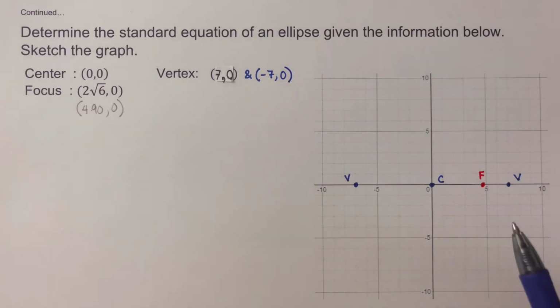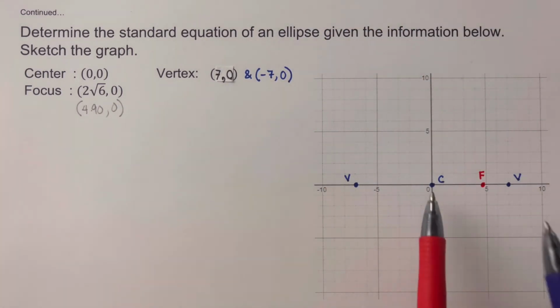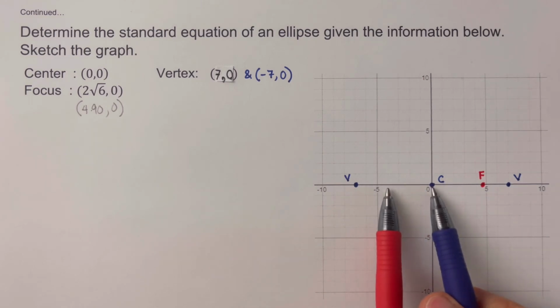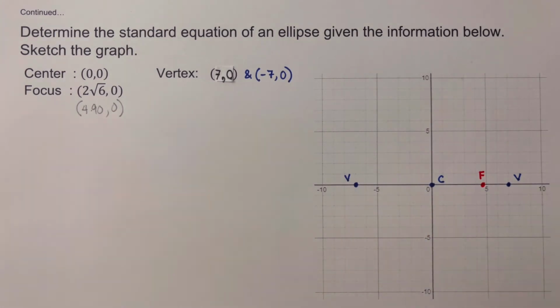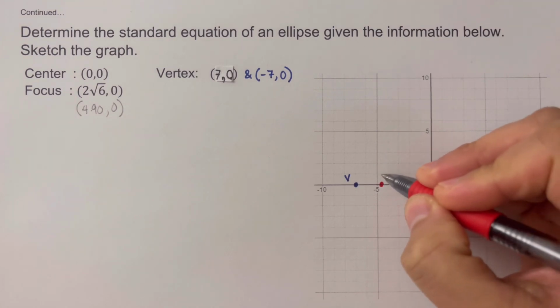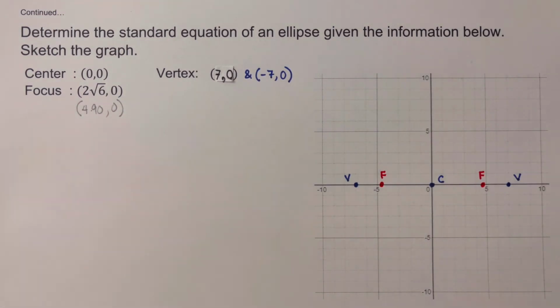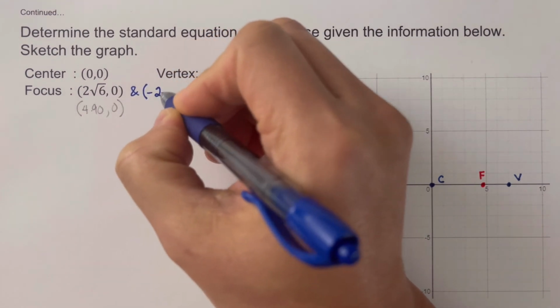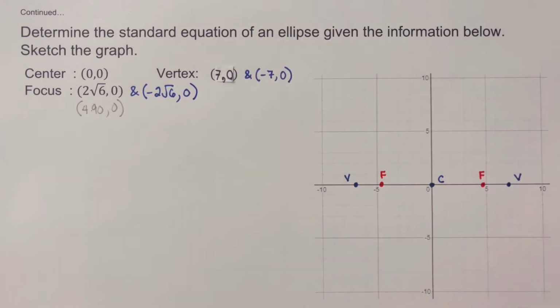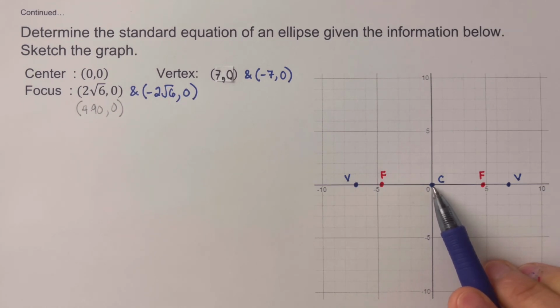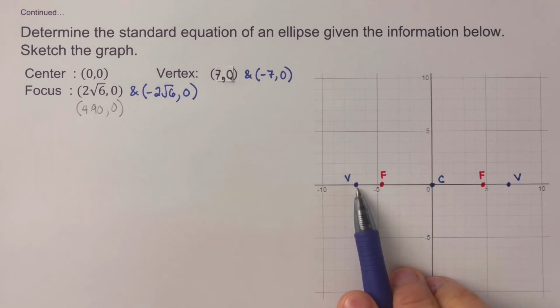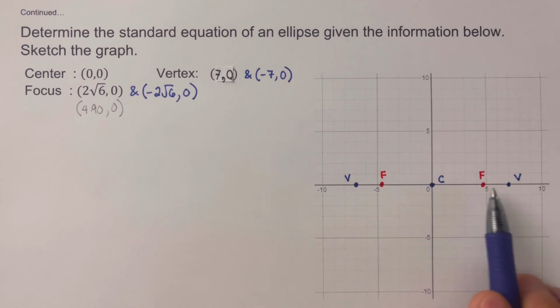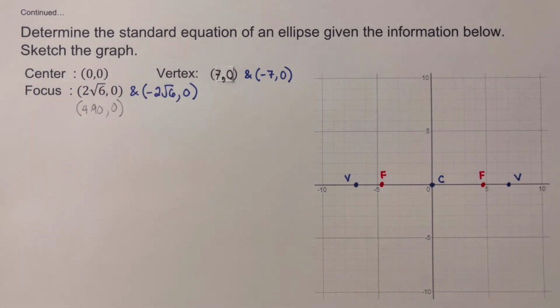And then the other focus is located on the other side from the center. So that would be located somewhere around here. So this will be the location of the other focus. And so the other coordinate of the other focus is going to be -2 square root of 6, 0. Now looking at this, our center is at 0, 0, or at the point of origin. And since our two vertices are horizontal from each other, this is an example of a horizontal ellipse. So I'm going to go ahead and write that information up here.